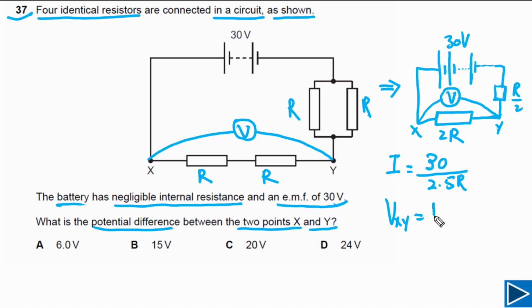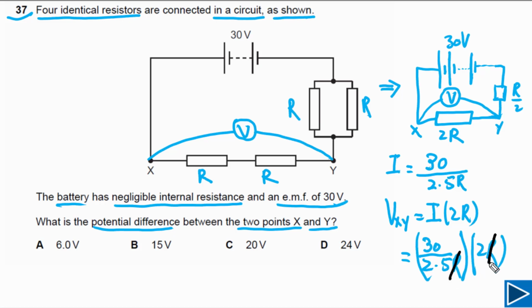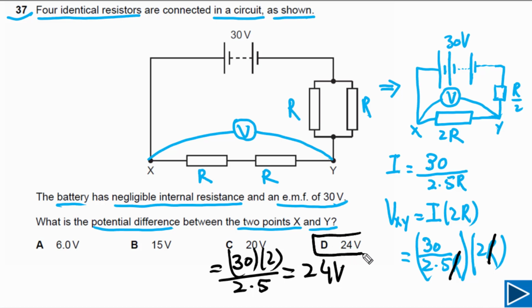So the potential difference between X and Y is equal to current times the resistance. So we can say 2R. From here we can write down I is given, this is 30 divided by 2.5R, and this is multiplied with 2R. Now simply we can cancel this R with R. So we are left with 30 multiplied by 2 divided by 2.5. Now if we solve this one, our final answer will be 24 volts. So the answer for this question is 24 volts. Means the reading on this voltmeter will be equal to 24 volts.